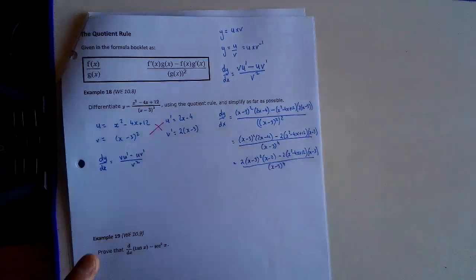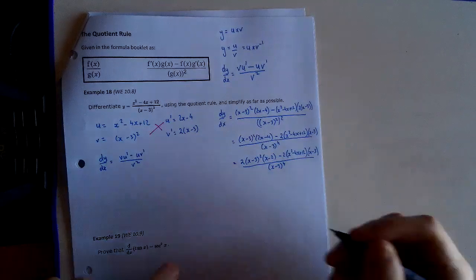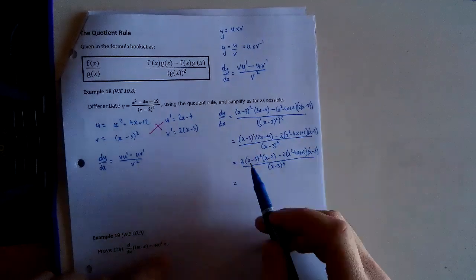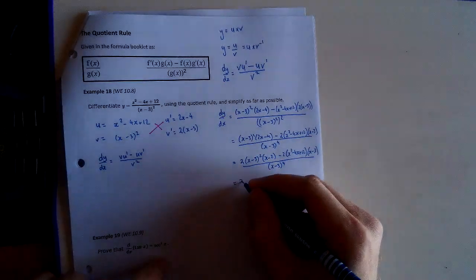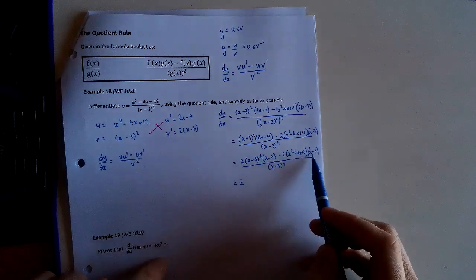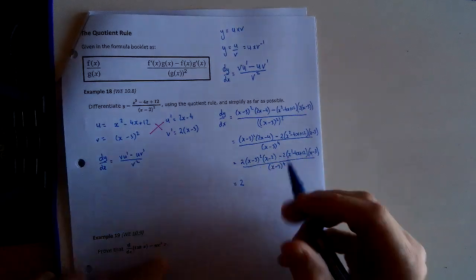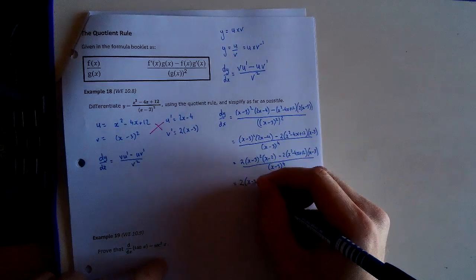Okay, so I've simplified as much as I can. So I'm now going to factorize to see if anything cancels. So on the top, I can definitely factorize out a 2. Now here, look, both these have got an x minus 3. So I can take out x minus 3.